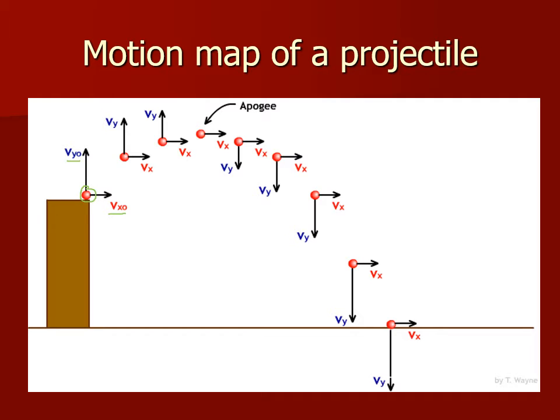And then every second, if it's traveling at constant velocity in the horizontal direction, notice that the horizontal arrows, the Vx arrows, are all exactly the same. And if we look at it, the spacing of these motion dots, the position dots, should also be the same as well.